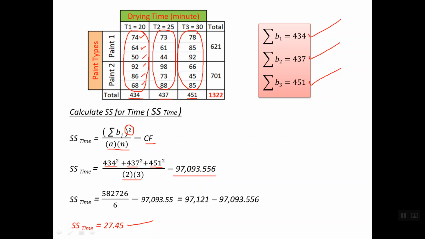So this is the way to calculate for one of the main factors, and in our case, the factor is the drying time. Now, we should calculate for the interaction.